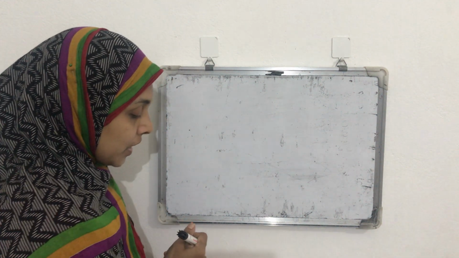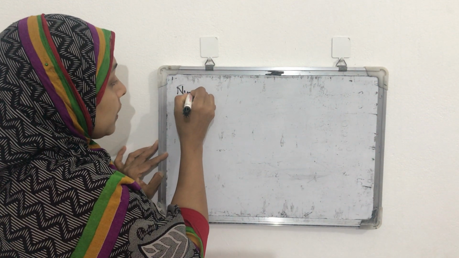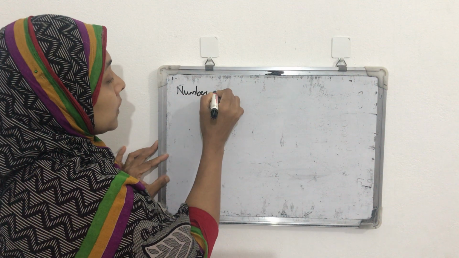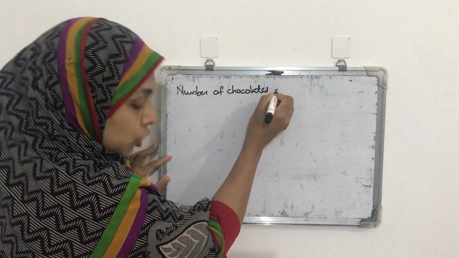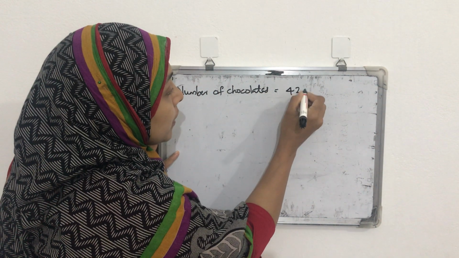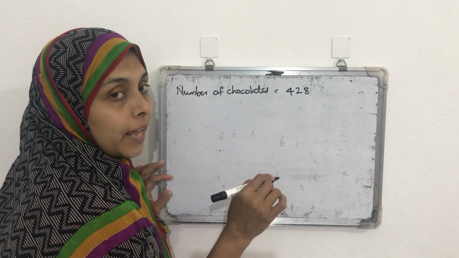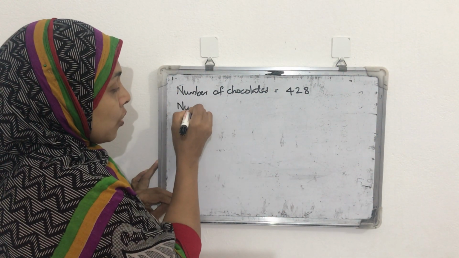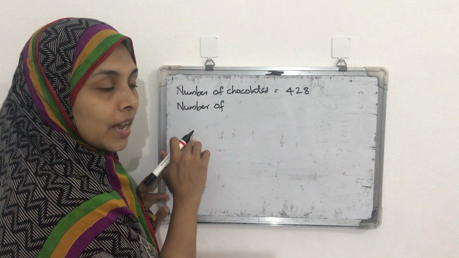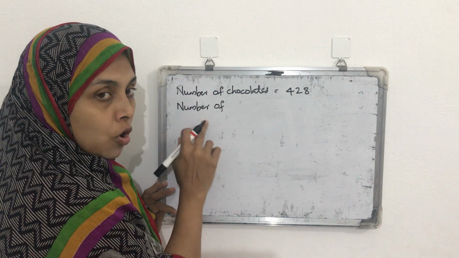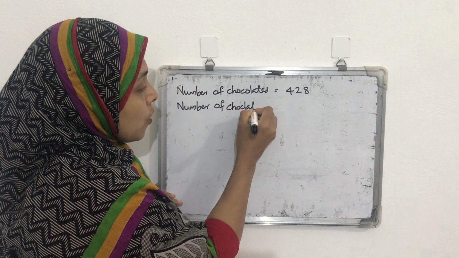So first we can write total number of chocolates. How many chocolates are there in that shop? 428 chocolates. He sold 315 chocolates in a day. So next we can write, how we can write, all of you? Try to say, next step, how we can write? Number of chocolates sold.